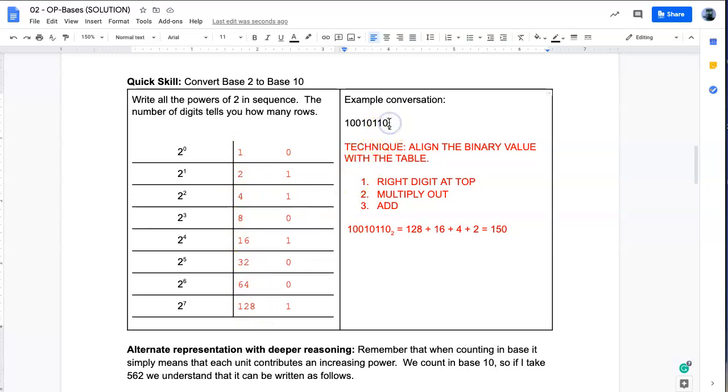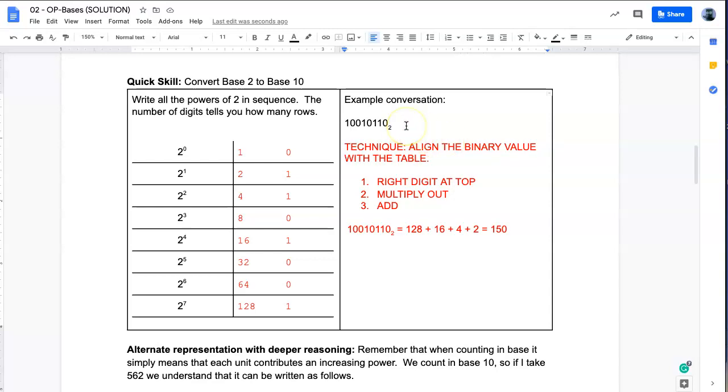And each of these positions is contributing a power of 2. So this is the unit digit, the 2's digit, the 4's digit, the 8's digit, the 16's digit, the 32's digit, the 64's digit, and the 128 digit.